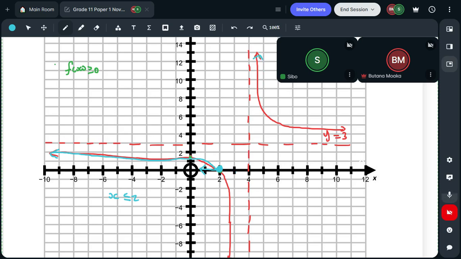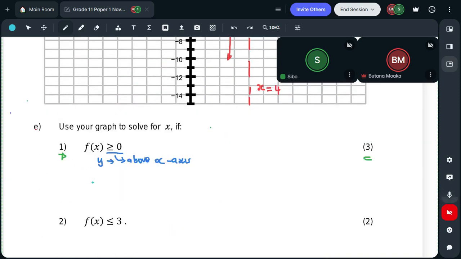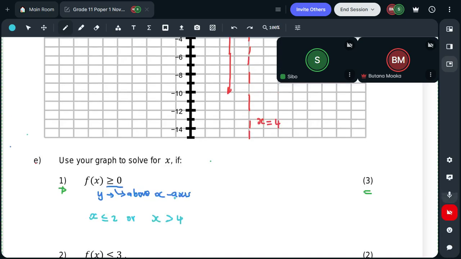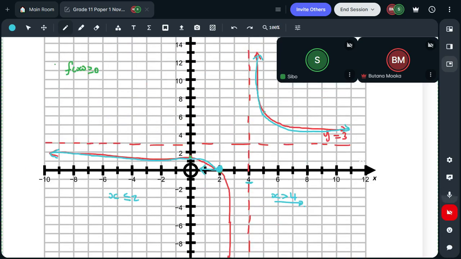Then another part is this point here. The graph is above the x-axis, meaning the graph must not touch 4. So x must be greater than 4, but it must not be equal to 4. And that's your answer: x must be less than or equal to 2, or x must be greater than 4, but it must not be equal to 4 because 4 is our asymptote. It must not touch 4.